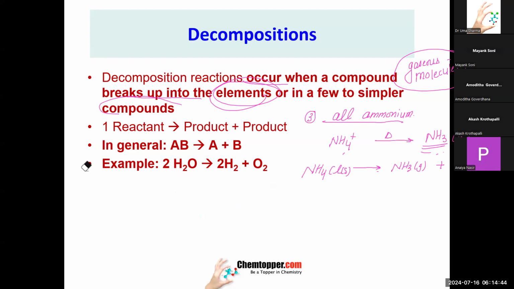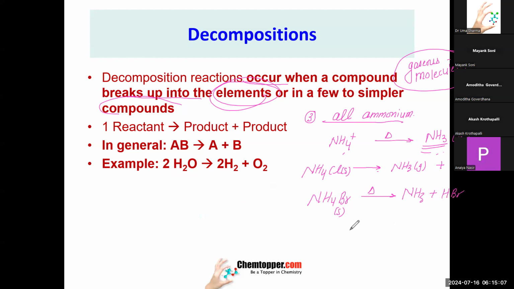So can I give you another example now? Ammonium bromide. Do the decomposition of this ionic salt. What's the product? Ammonia and HBr. Equation is balanced.